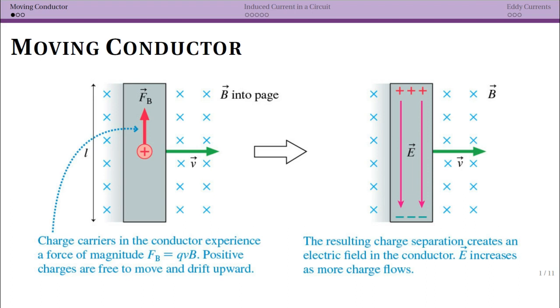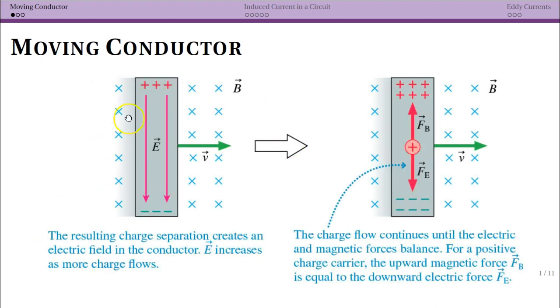But eventually, something happens. This is our second picture from before. You get more and more charge separation until your electric force balances your magnetic force. Remember, this magnetic force is what was driving that separation, so there was a net force. But now you have an electric field, so your positive charges are actually repelled from the top.